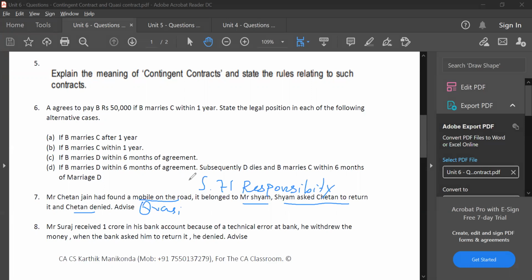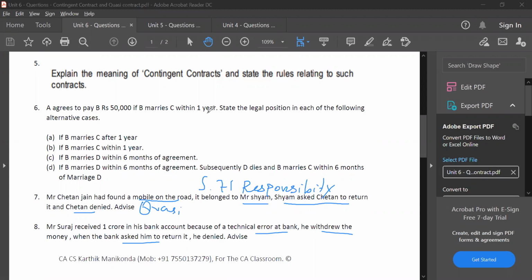Go to the last question, Darshan. Mr. Suraj received rupees 1 crore in his bank account because of a technical error at the bank. He withdrew the money. When the bank asked him to return it, he denied. Advice. So this is a true or false question. Yeah, true or false question. Answer is you have to return it.